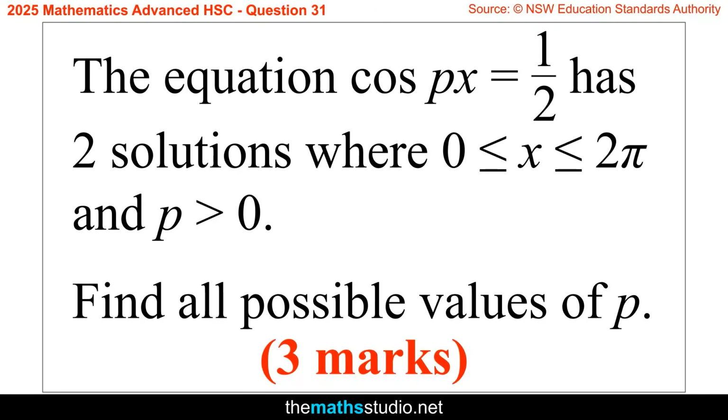Question 31. The equation cos px equals 1 over 2 has two solutions where x is greater than or equal to 0 and less than or equal to 2 pi, and p is greater than 0. Find all possible values of p.